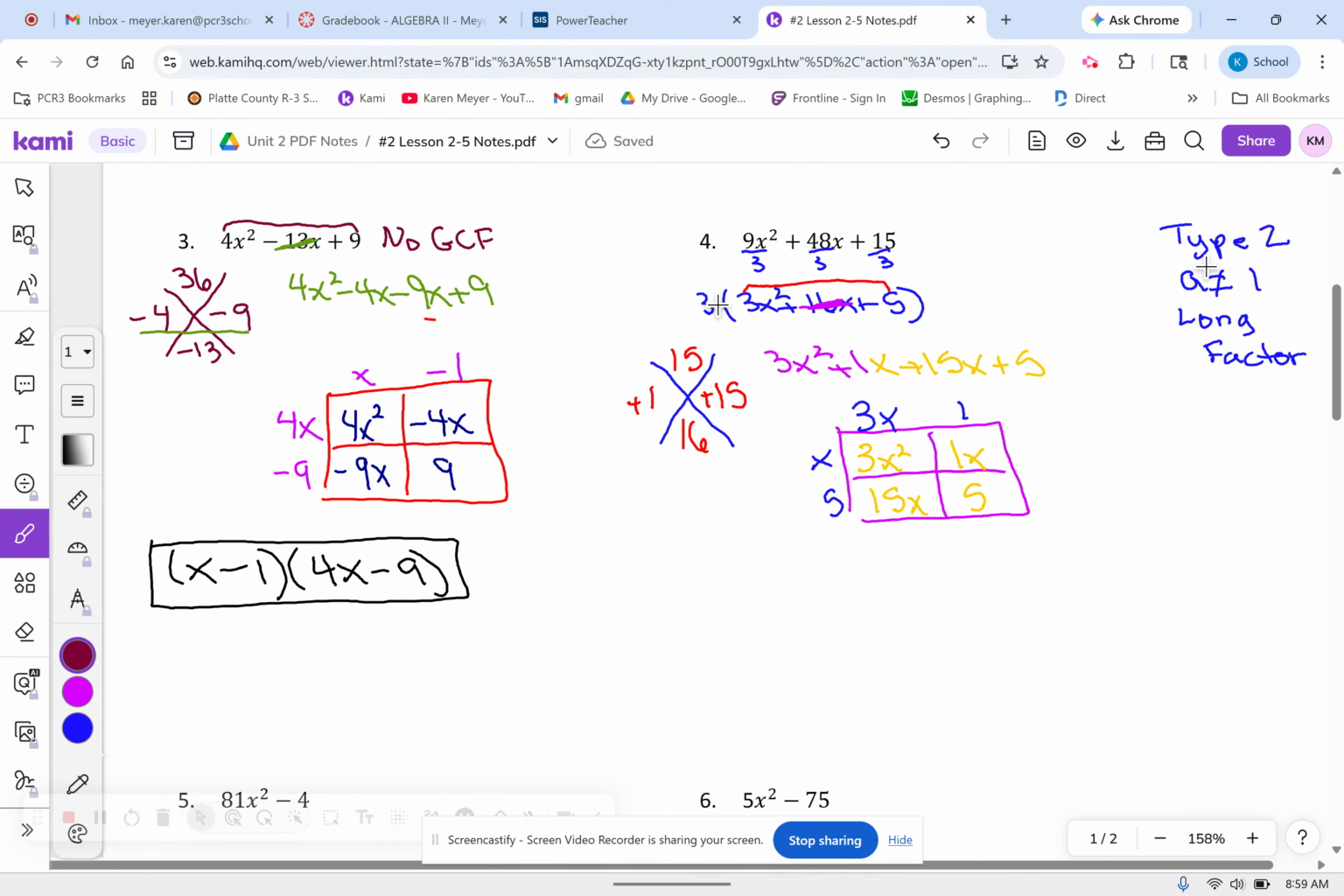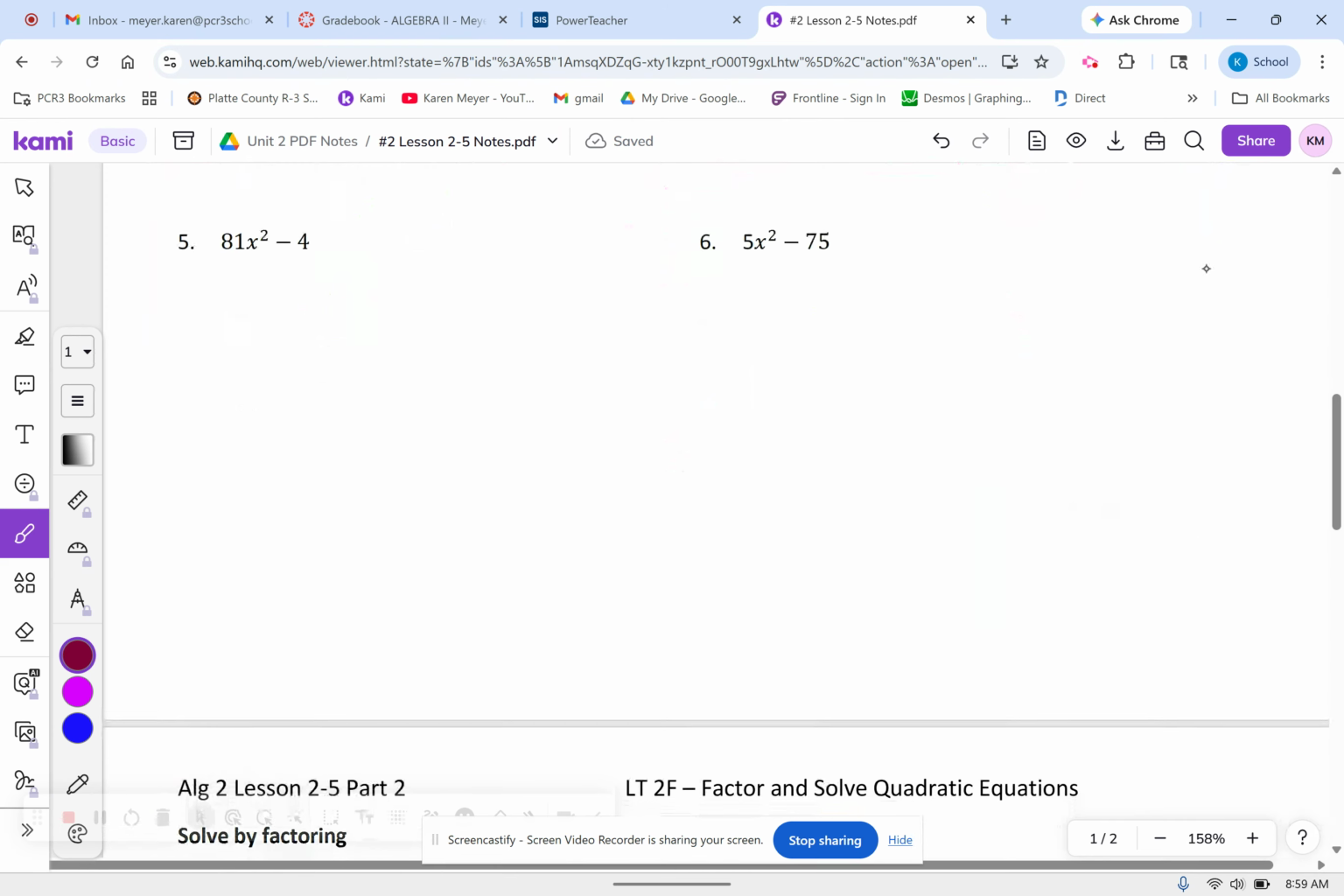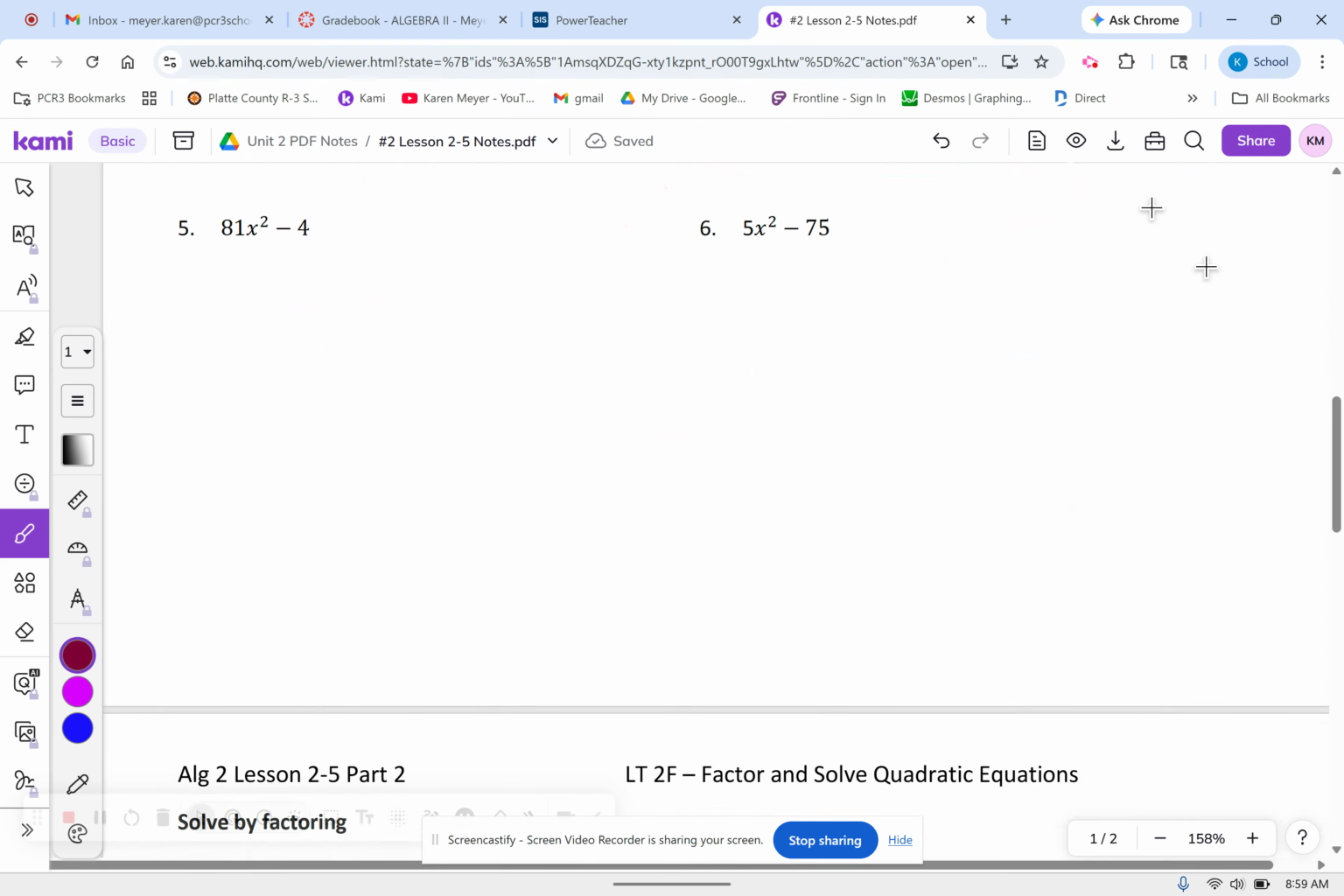Now, in this problem, we had a GCF, so don't forget about your GCF number. So bring your 3 down here for your GCF. Make your 2 parentheses. So 3x plus 1 and x plus 5. And you're done. So that is long factoring where your a is not 1, where you have to make the x and the box. Okay, the last type we're going to talk about today is type 3.